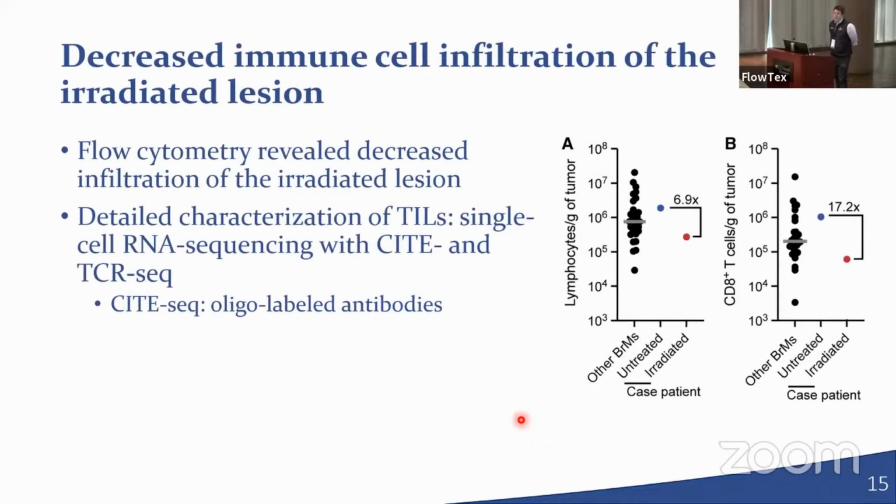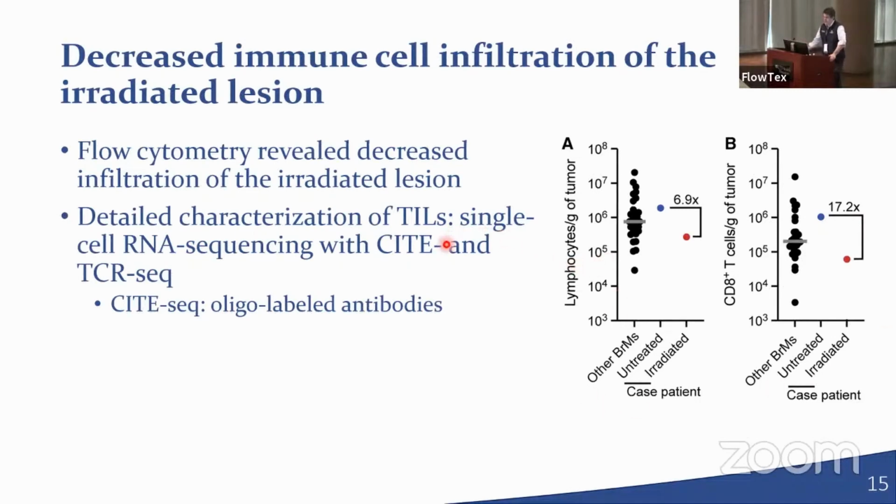And so we did our conventional flow cytometry, and that showed that we had reduced immune infiltrate in the irradiated lesion. Total lymphocytes were decreased by about 7-fold, and it was about 17 times lower CD8 T cells in that irradiated tumor, which indicates a significant depletion of the CD8 T cell population. I don't have time to show the data, but the TCRs were completely different, meaning that all the T cells that were there were killed by radiation and new ones came in.